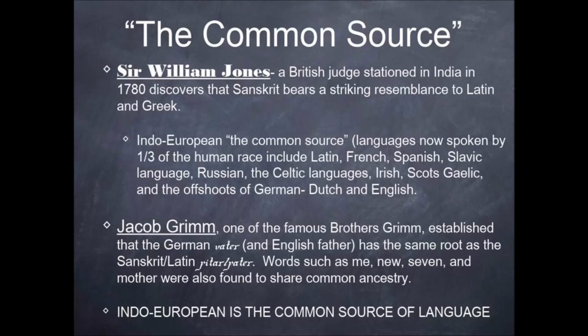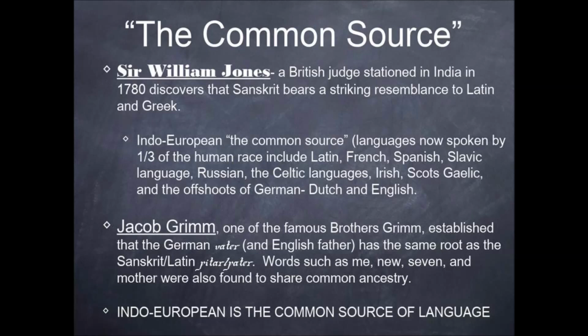Sir William Jones and Jacob Grimm are the two people who for the first time talked about the Indo-European family of languages. Sir William Jones, a British judge stationed in India in 1780, for the first time discovered that Sanskrit bears a striking resemblance to Latin and Greek.